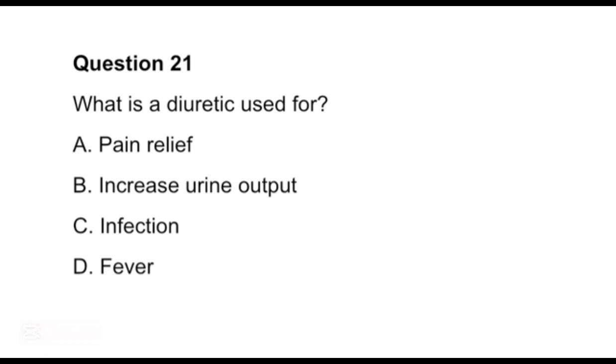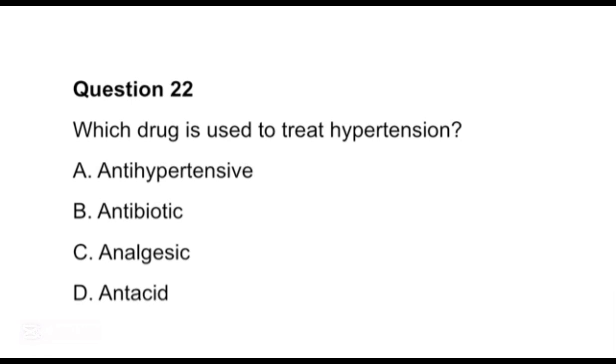Question 21. What is a diuretic used for? A. Pain relief. B. Increase urine output. C. Infection. D. Fever. Correct answer, B. Increase urine output.